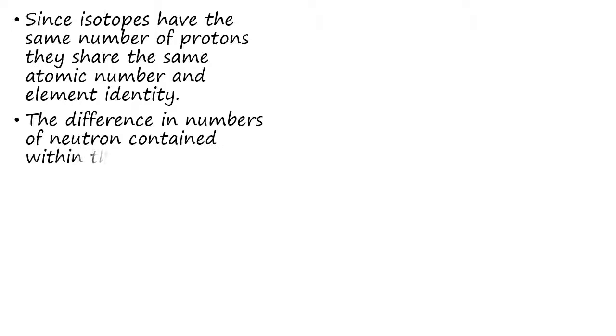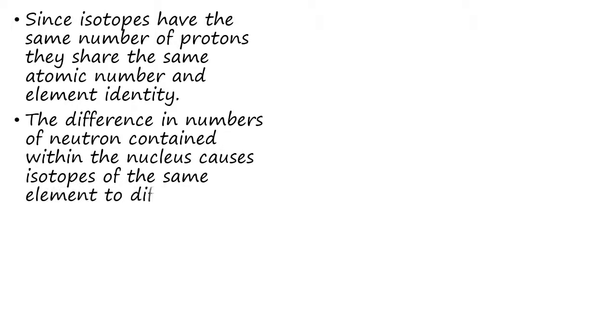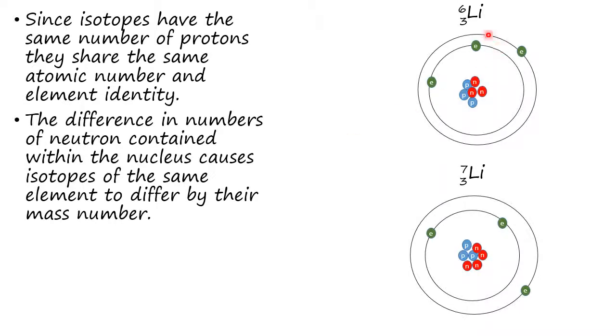Since isotopes have the same number of protons, they share the same atomic number and element identity. The difference in numbers of neutrons, however, changes the mass number of the element. So if we were looking at lithium 6 and lithium 7, both of them have the exact same number of protons, and as a result, they're both lithium. So they both have the elemental symbol Li. Where they differ, however, is in their number of neutrons, and so they have different mass numbers.